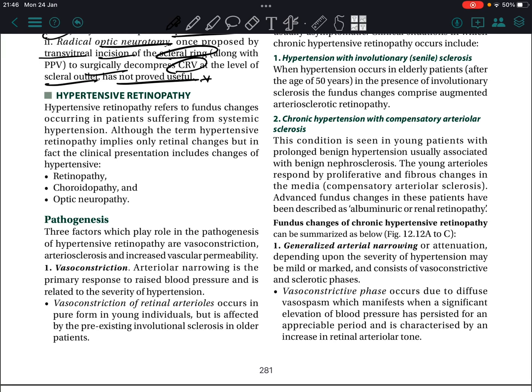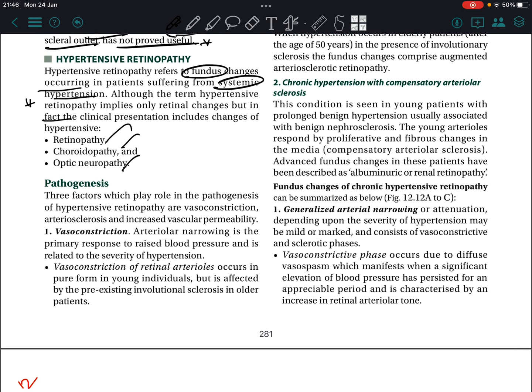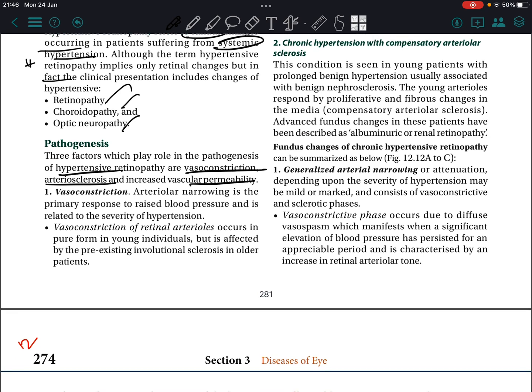Hypertensive retinopathy. Hypertensive retinopathy refers to fundus change occurring in patients suffering from systemic hypertension. Although the term hypertensive retinopathy implies only retinal changes, in fact, clinical presentation includes changes of hypertensive retinopathy, choroidopathy, and optic neuropathy. Pathogenesis. Three factors which play a role in pathogenesis of hypertensive retinopathy are vasoconstriction, arteriosclerosis, and increased vascular permeability.